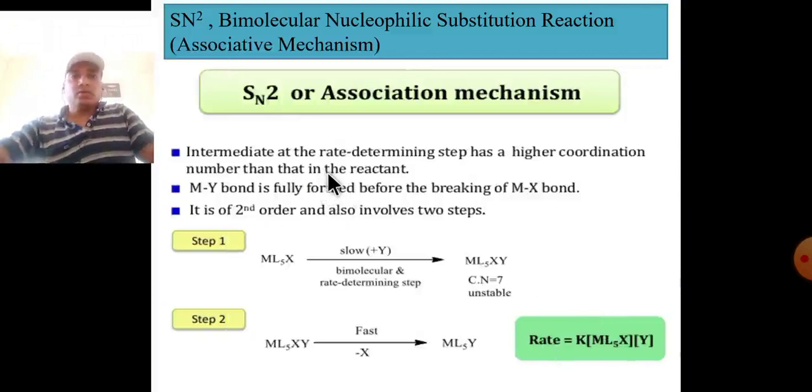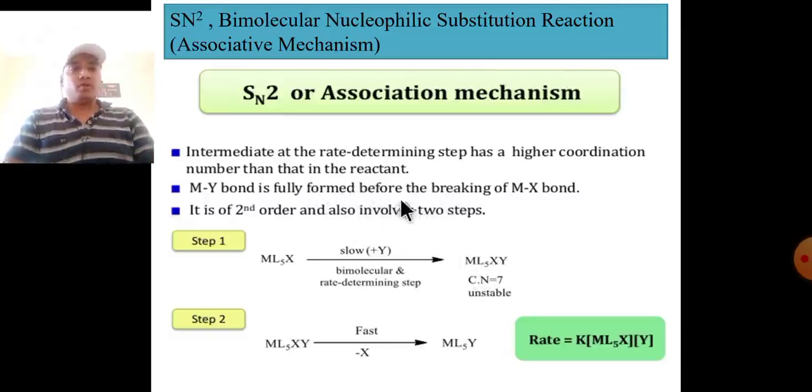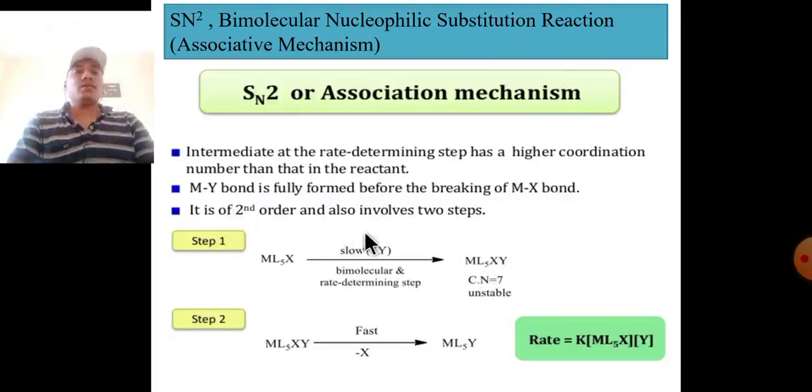SN2 is the bimolecular nucleophilic substitution reaction. The intermediate at the rate determining step has a higher coordination number than that in the reactant. The MY bond is fully formed before the breaking of the MX bond, and it is second order and involves two steps. The first step is the 6 coordinated complex reacting with the incoming ligand Y to form a 7 coordinated complex. This is the slow step, in which an unstable 7 coordinated complex is formed.